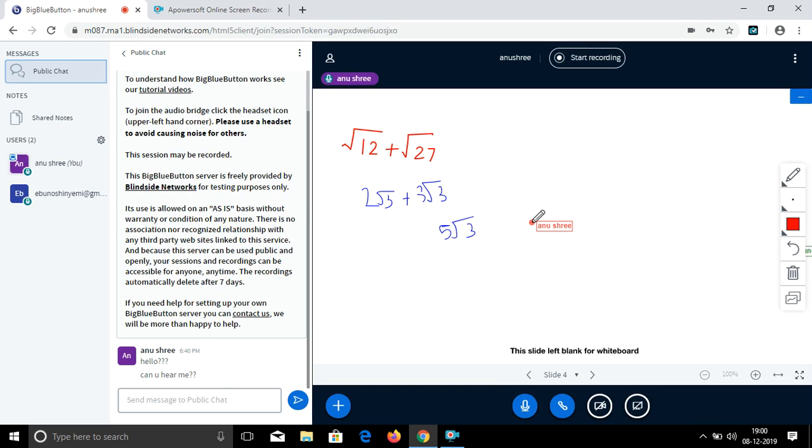Yes. Now the next is root 48 minus root 12.